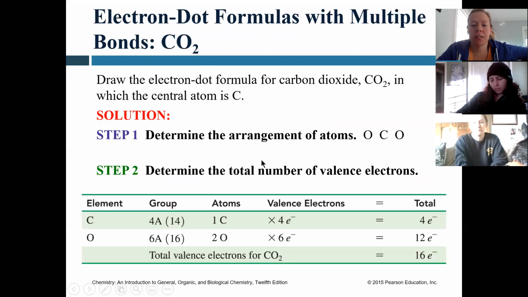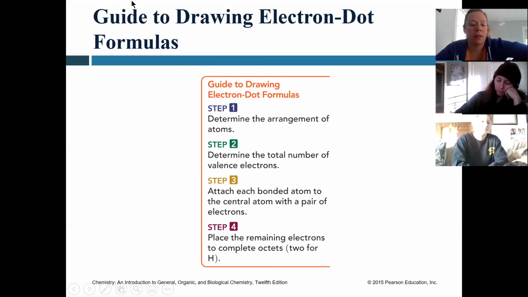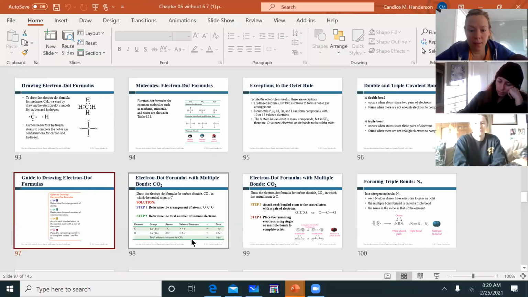So when drawing an electron dot diagram, I don't really like their directions. I'm going to sort of deviate from this.